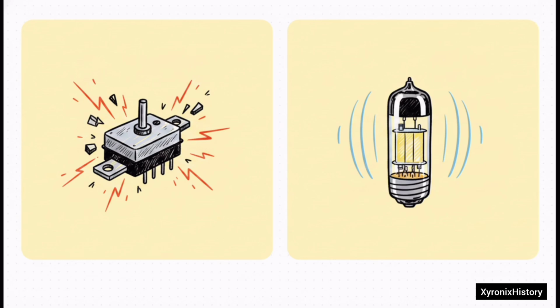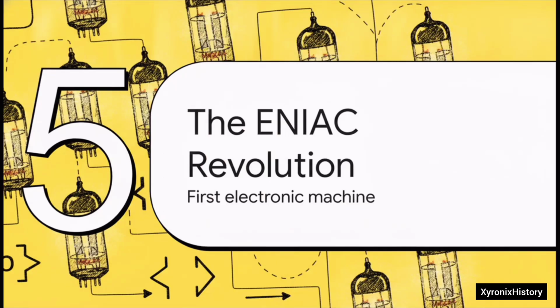So, to compute faster, we needed a switch with 0 moving parts. We needed to go back to the vacuum tube triodes. Unlike relays, vacuum tubes were completely noiseless, entirely electronic, and could switch states instantaneously just by altering a voltage. Which launches us into Section 5, the ENIAC revolution, the world's first electronic programmable computer.